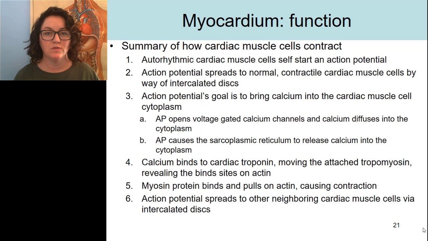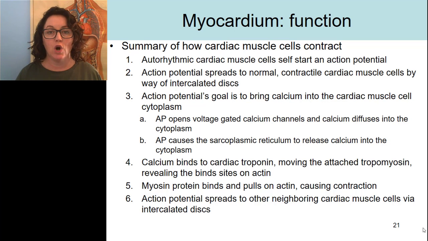What I'm going to do here in this video is start off by talking about the process of contraction in cardiac muscle tissue overall, and then we'll go back and look at each step individually, okay? So this is the overall slide. This is a summary of what happens during cardiac muscle cell contraction.